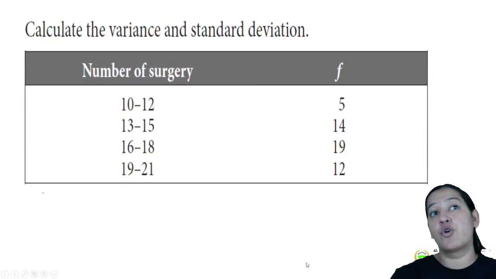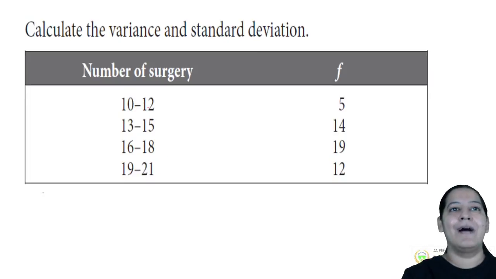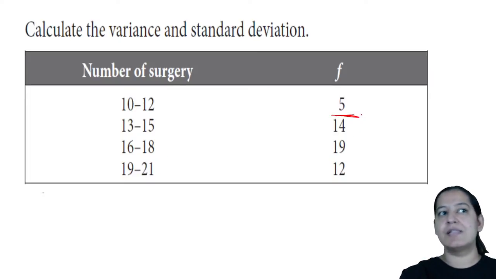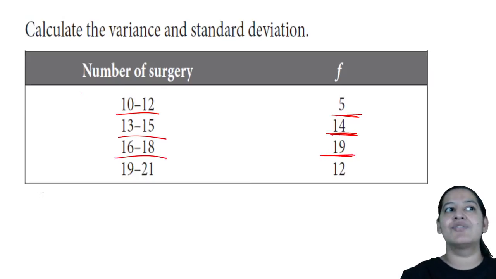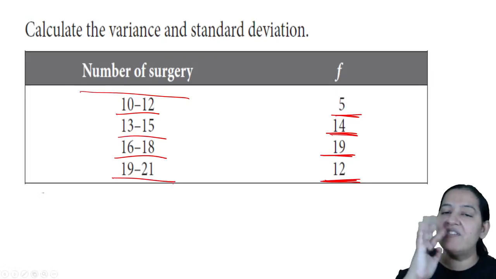One more example for group data. You will help me in finding this. There are 5 surgeons who do 10 to 12 surgeries, not in one day, maybe in 1 month. I'm assuming. There are 14 surgeons who do 13 to 15 surgeries in a month. There are 19 surgeons who do 16 to 18 surgeries in a month. And there are 12 surgeons who do 19 to 21 surgeries in a month.